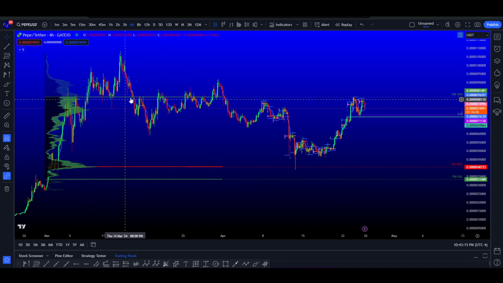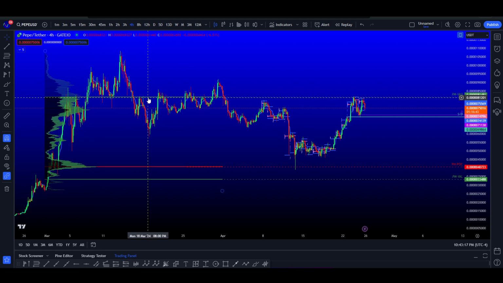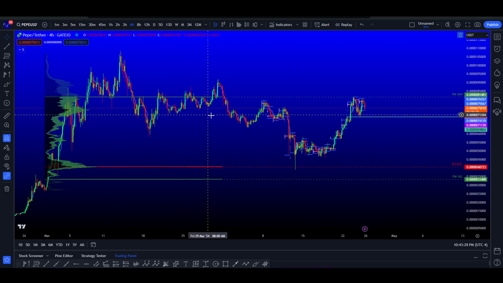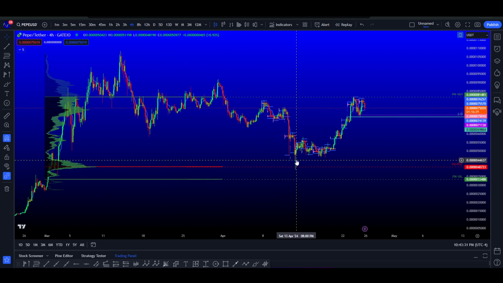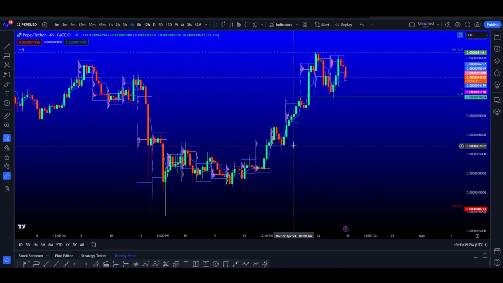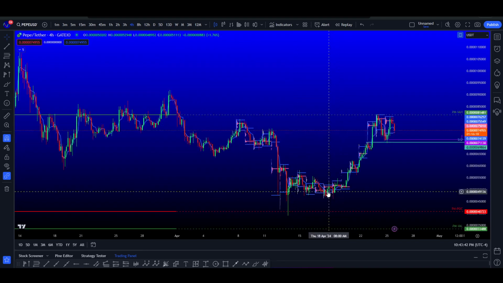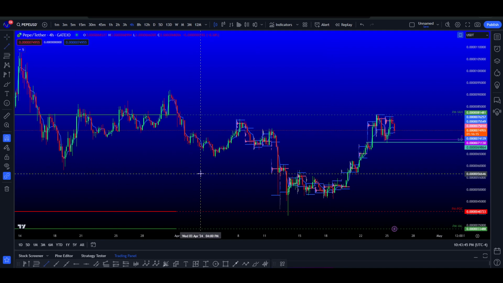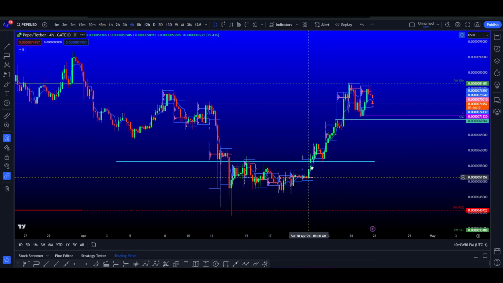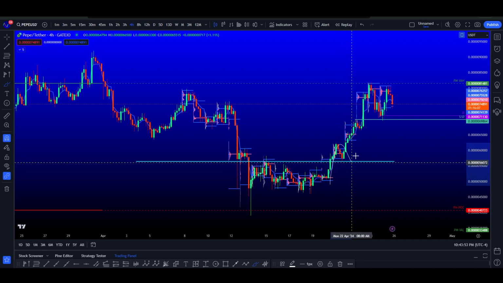So value area high for Pepe sits at around, I'm just going to say 0.8. Obviously, there's 5 zeros in front of it, but we'll just go with 0.8. And the point of control sits at 0.4. So after this massive sell-off, we went down, tapped the point of control, which is exactly where we found some support. We found a solid little range between 0.4 to 0.5 before breaking out of that range, back testing this range, and then impulsing a little bit higher, right?